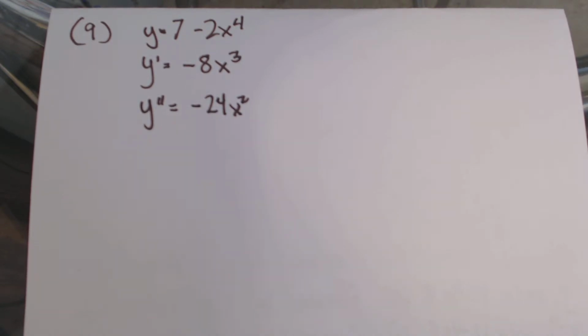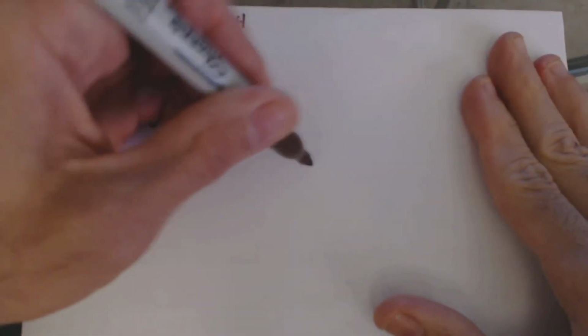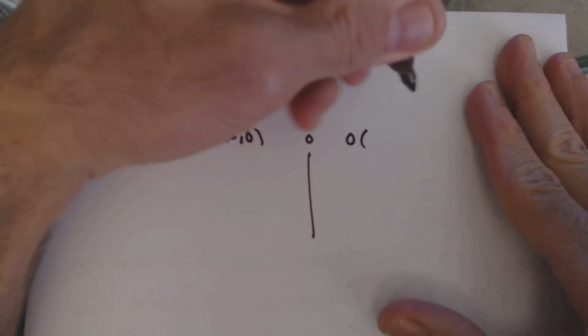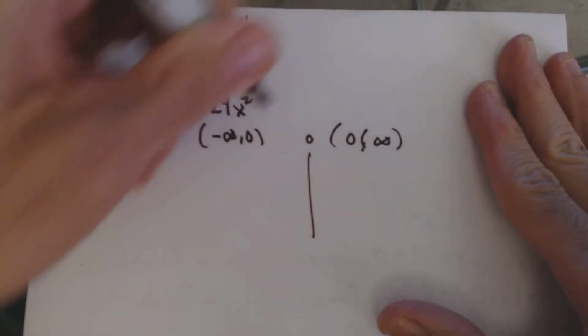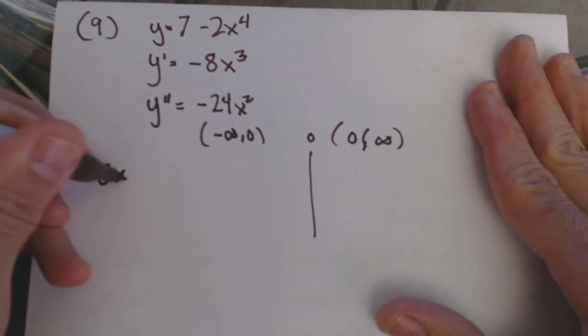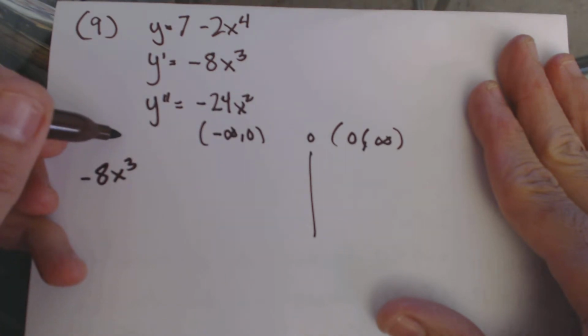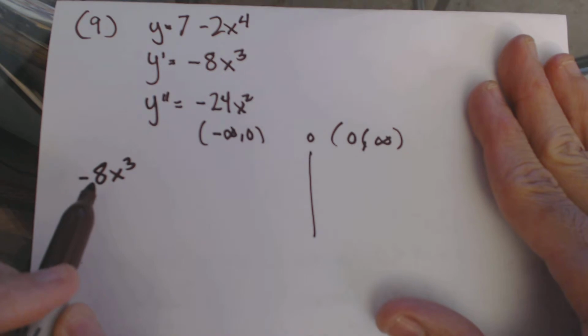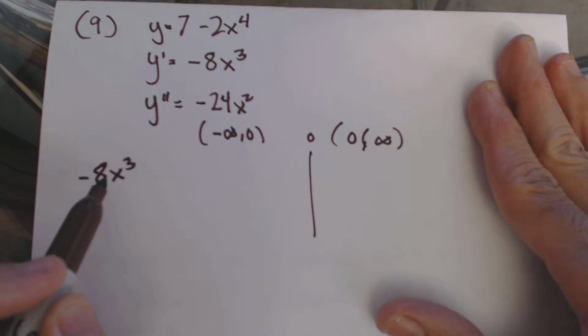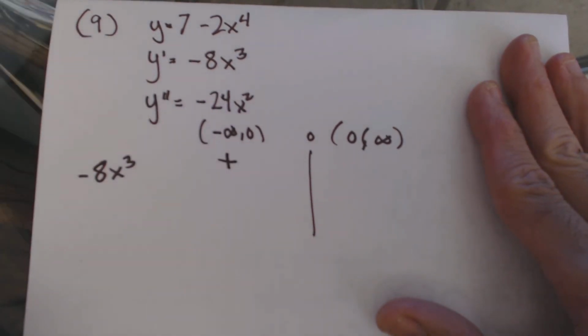So we have to go back to the method we used in 13.1 by looking at the intervals for the first derivative, from negative infinity to 0 and 0 to infinity. And we're going to evaluate negative 8x cubed. So let's say x is negative 1. Negative 1 times negative 1 is 1, times negative 1 is negative, times negative 8 is going to give us a positive. So the first derivative will be positive.